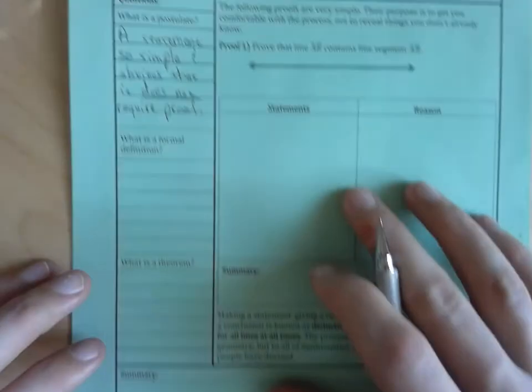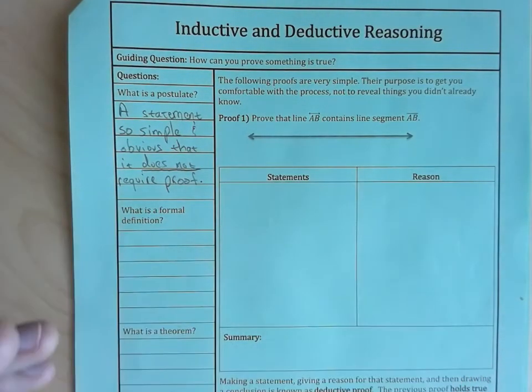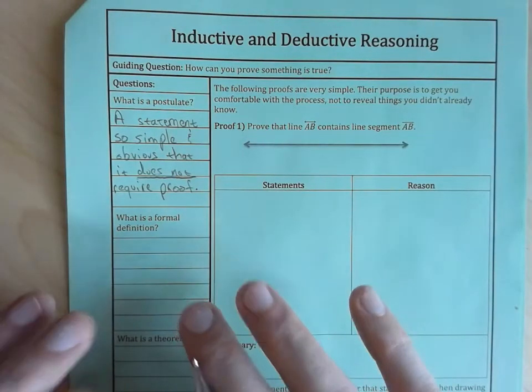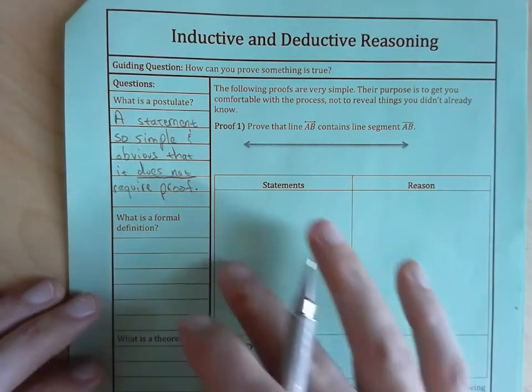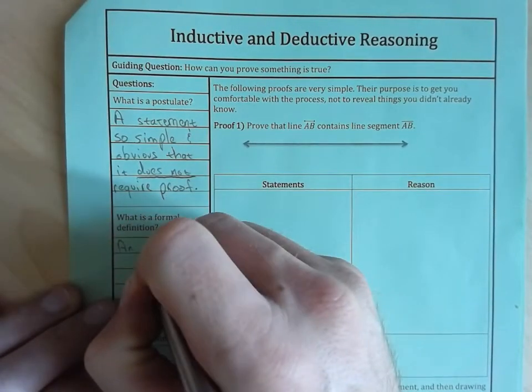First, what is a formal definition? We practiced doing formal definitions during the last class, or the last set of notes. In geometry, our formal definitions are all built on the undefined terms. So a formal definition is an agreed upon meaning.